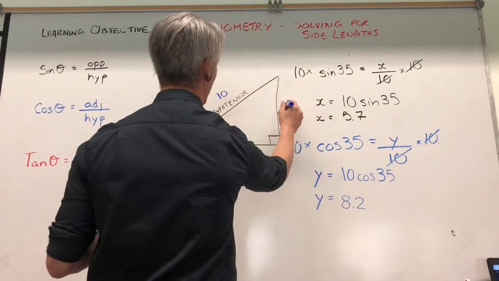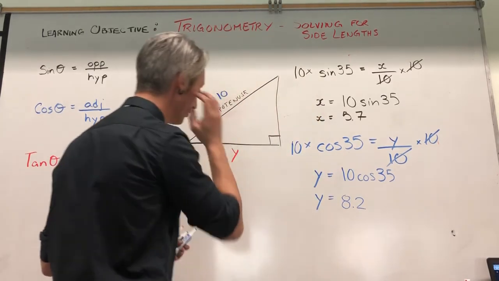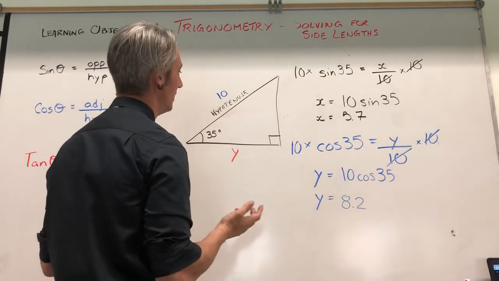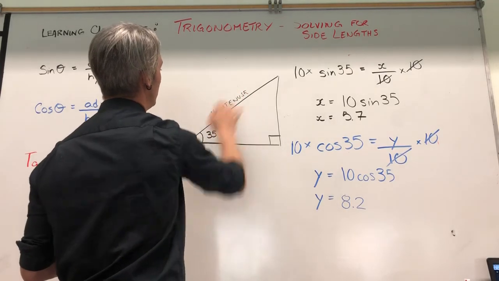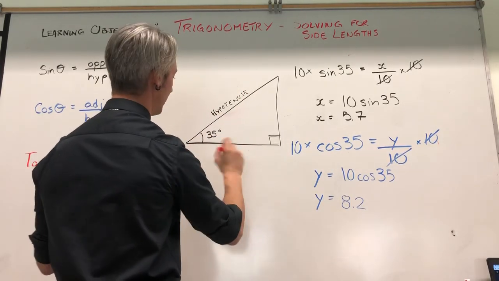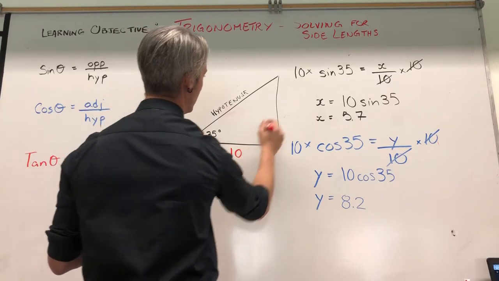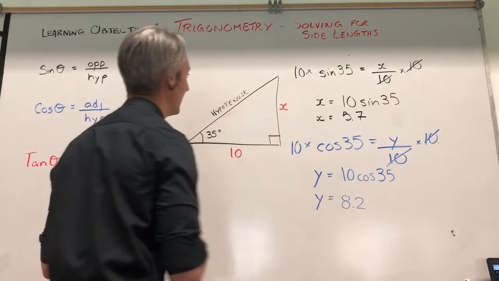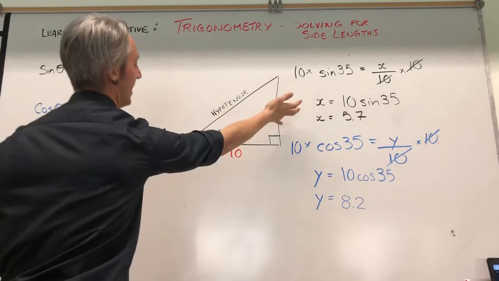I have figured out what x is, and I have figured out what y is. Pretty darn easy. Now say, for example, they told me what this side was. They said this side is 10, and then this side is x, okay? And they're like, solve for x.